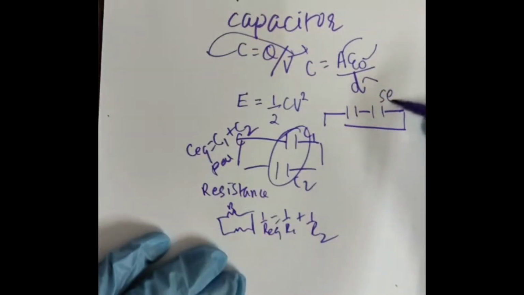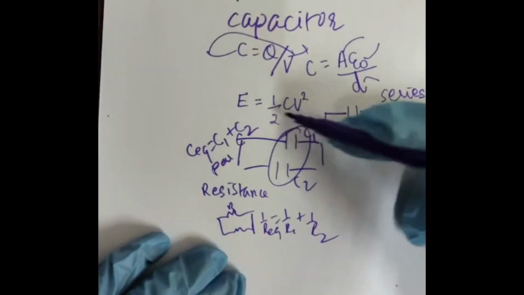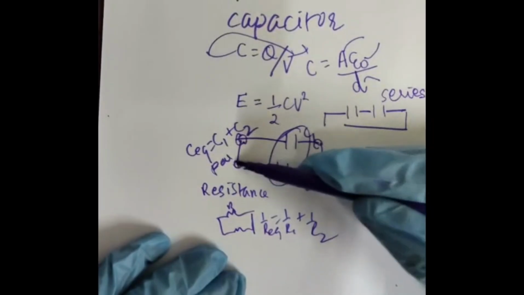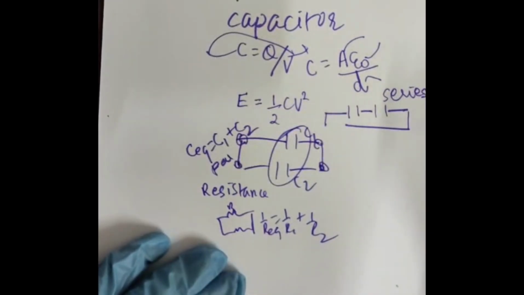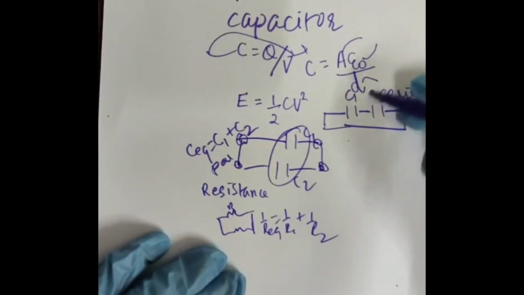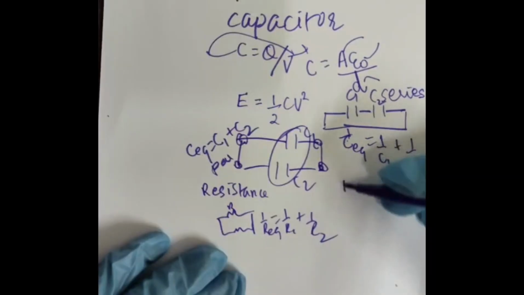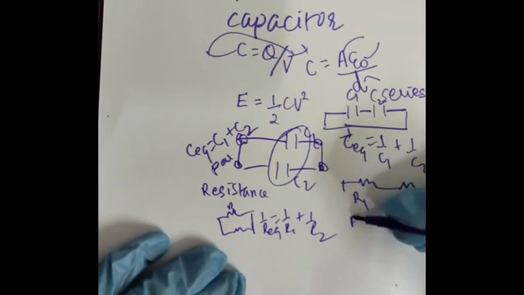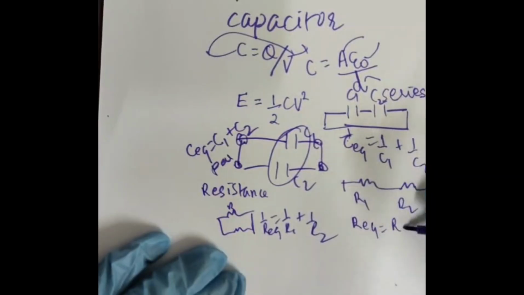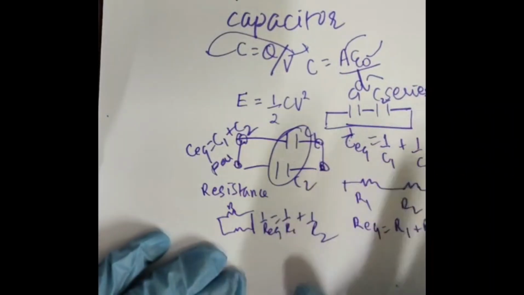If it is series: in parallel the voltage is same, and in series the current will be same. So for series with C1 and C2, 1 by C equivalent equals 1 by C1 plus 1 by C2. In resistance, for series, R equivalent will be R1 plus R2. It's quite opposite in series and parallel for capacitance.